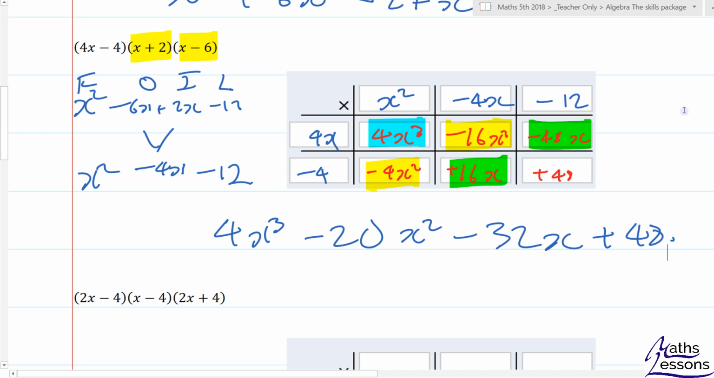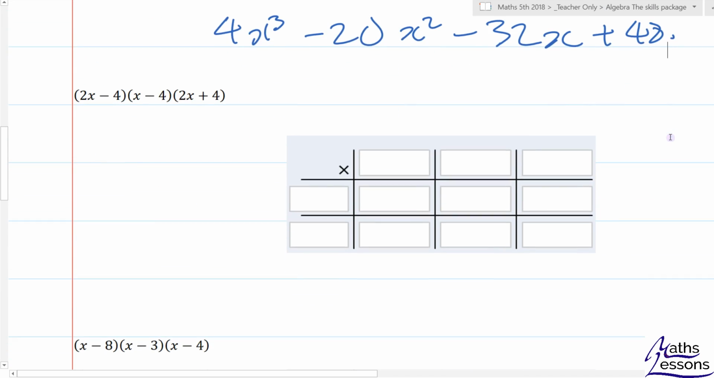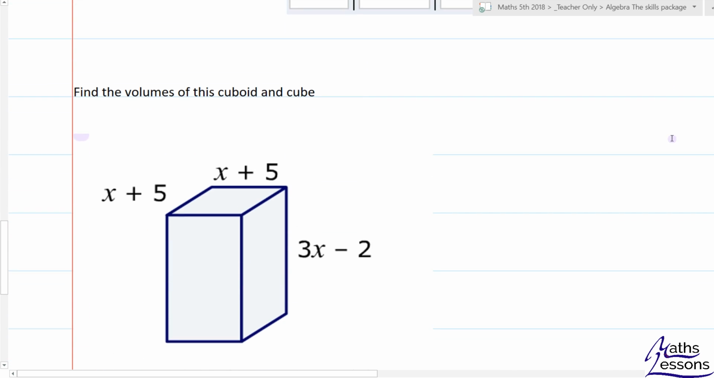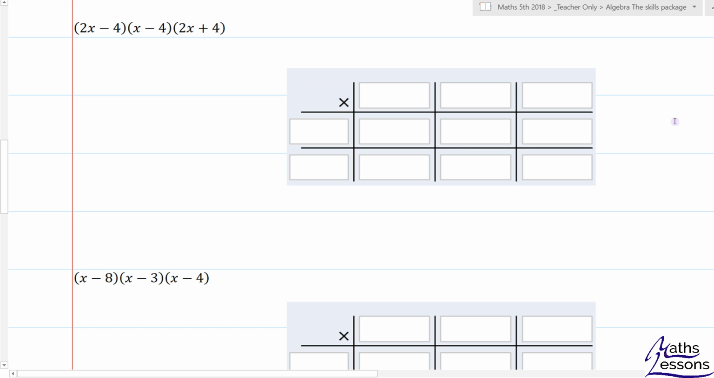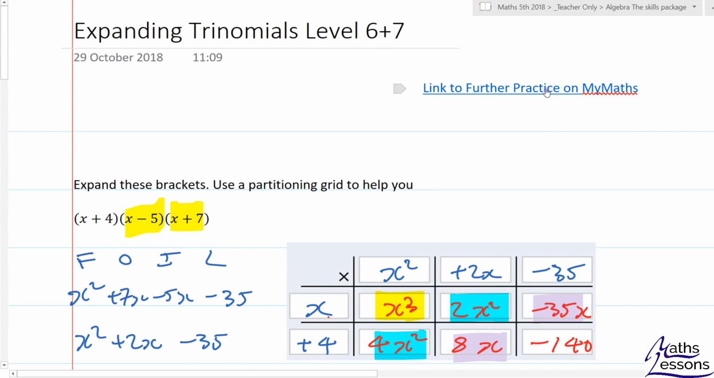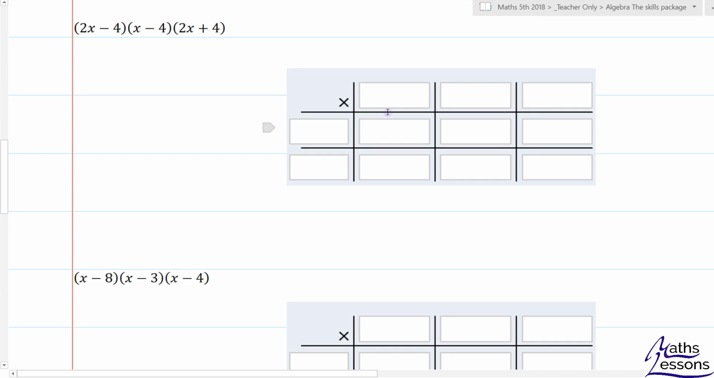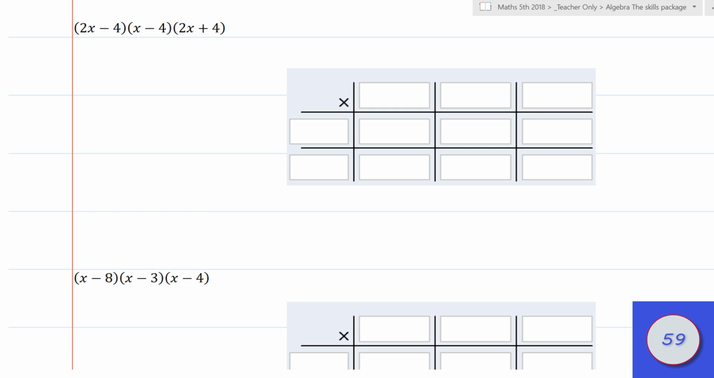Right, I think I'll do one more of these to try. Okay, and then I'll leave. Yeah, do one more of these, and we'll do the problem at the end, and I'll leave you one for you to practice on your own. Okay, so also actually you can go to more practice on my maths as well. That link. So have a go at this one here. Again, 60 seconds.